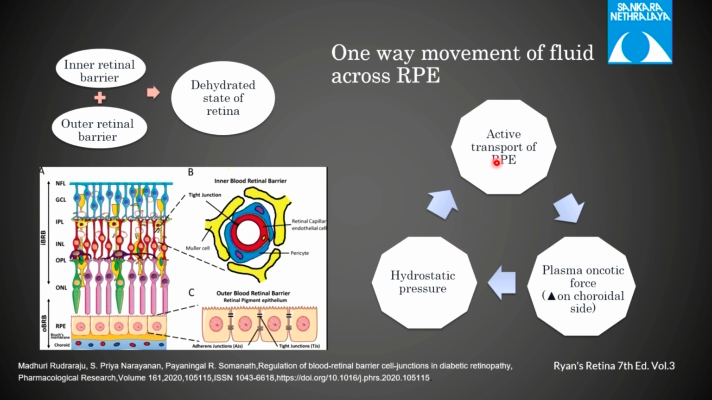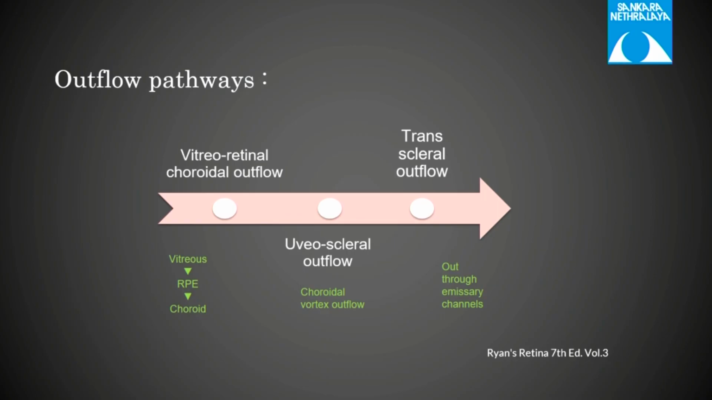The factors which cause this are the active transport mechanisms in the retinal pigment epithelium, the high oncotic pressure, which is seen higher on the choroidal side, and the hydrostatic forces. All these mechanisms keep the retina in the dehydrated state by pumping the fluid out. There are 3 outflow pathways by which fluid is pumped from the vitreous or the retinal spaces to outside of the eye.